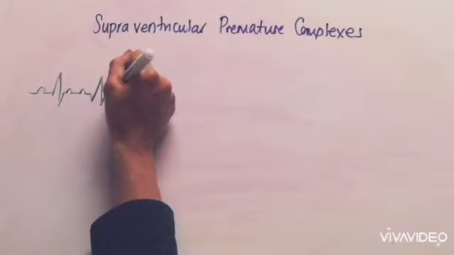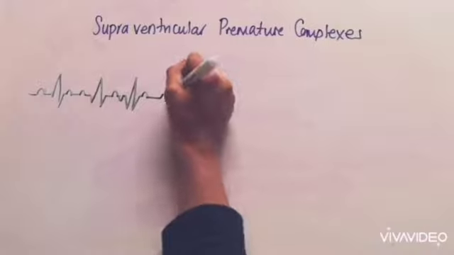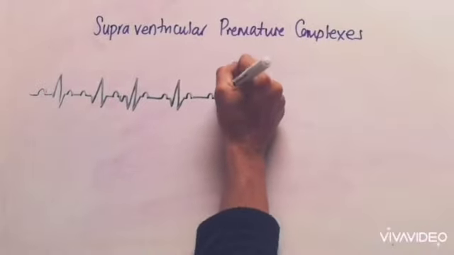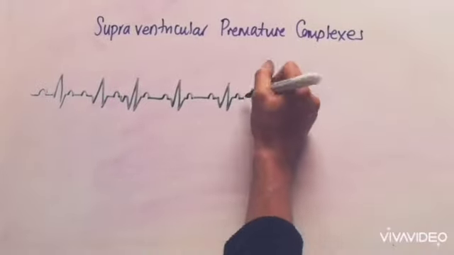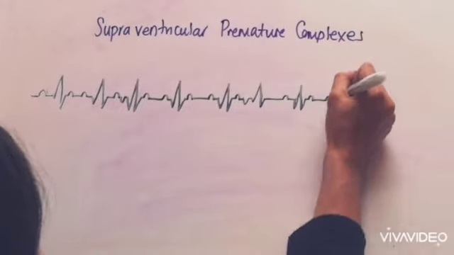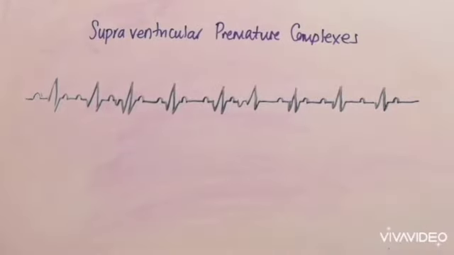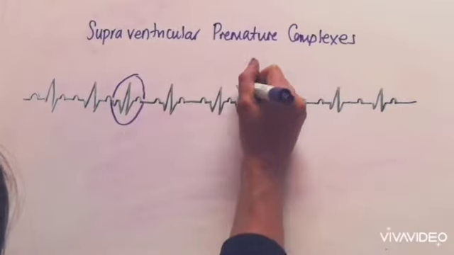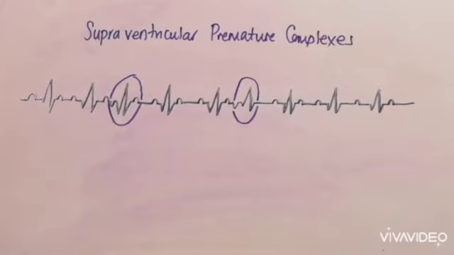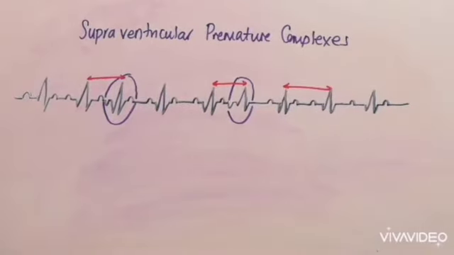Now I'm going to move on to supraventricular premature complexes. Now these are complexes originating above the ventricles, as the name suggests, and happening prematurely. So as you can see, the third beat and the sixth complex that I've drawn are premature. I'm just going to draw in some little arrows to help you and circle the ones that are premature. So the red arrows show the shortened RR interval compared to this green arrow that I've drawn, which is the regular sinus rate.